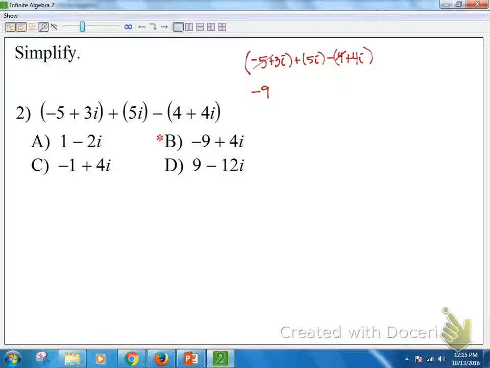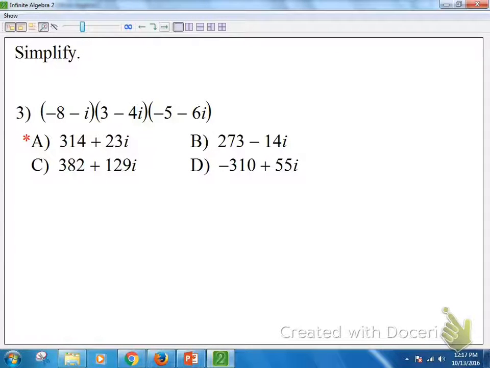Okay, and then we're going to focus on our i's. We got 3i, 5i, and then 4i. So here we go. We got positive 3i plus 5i is 8i, and then we have a minus here, so we have 8i minus a positive 4i, which is going to be positive 4i. So your answer should be negative 9 plus 4i, which is B. Okay? Pause the video here if you need to write this down.